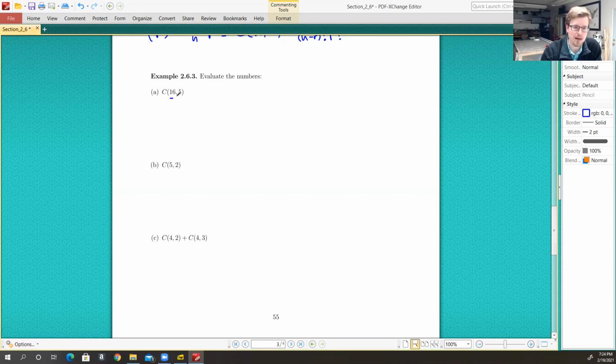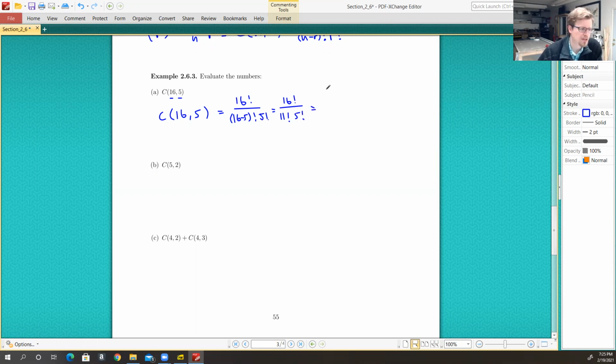So we have 16 objects. We have a set with 16 objects. We're looking at the number of ways that we can choose 5 of them. So the number of combinations of 16 elements, choosing 5 of them, is 16 factorial divided by 16 minus 5 factorial times 5 factorial. And this would be, of course, 16 factorial over 11 factorial times 5 factorial.